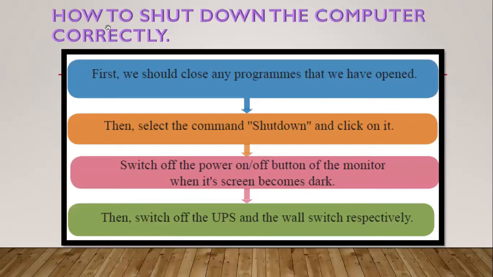Okay, this is how to shut down your computer correctly. First, we should close any programs that we have opened. Then select the command shutdown and click on it. Switch off the power button of the monitor when its screen becomes dark. Finally, switch off the UPS and the wall switch respectively. Okay, I think you have understood how to switch on and how to shut down your computer.